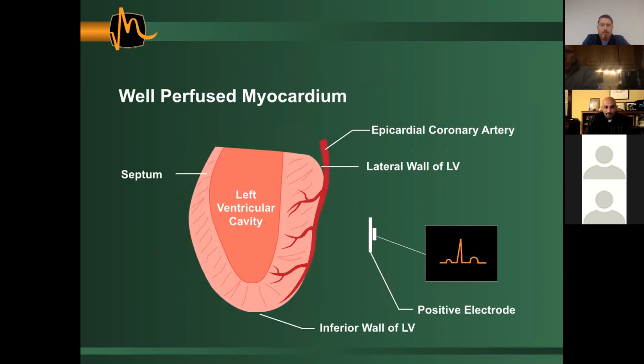So let's talk about this. You have normal heart muscle that's got good perfusion. You put a lead on the chest, and you're going to see the normal depolarization and repolarization of the heart. It's going to give you a normal EKG.